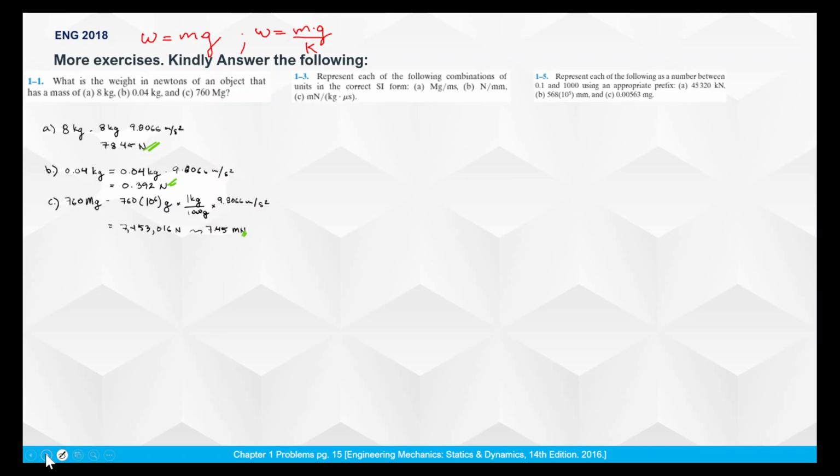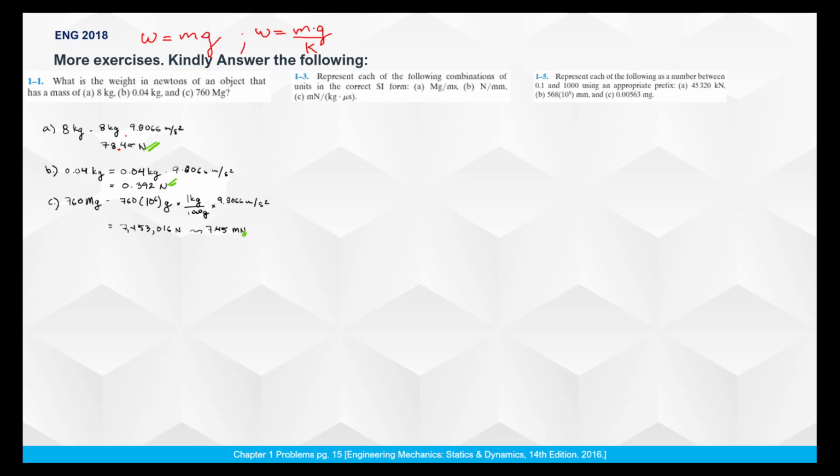Basically, you just multiply the mass by the acceleration due to gravity. The value I use is 9.8066. By the way, I forgot the period here, or it just wasn't copied. So 78.45 newtons. For the 0.04, multiply by 9.806, giving 0.392.